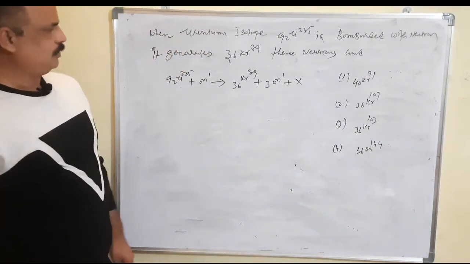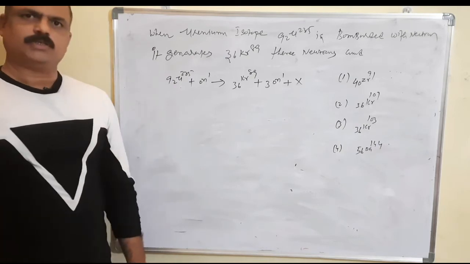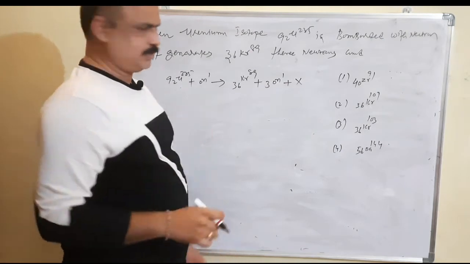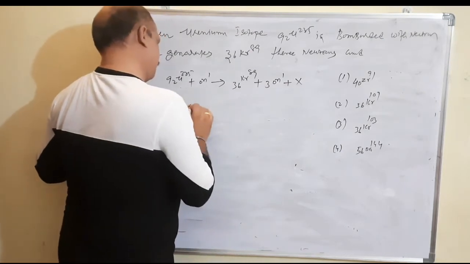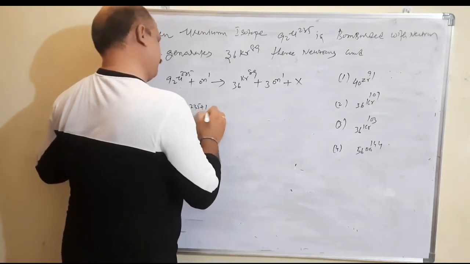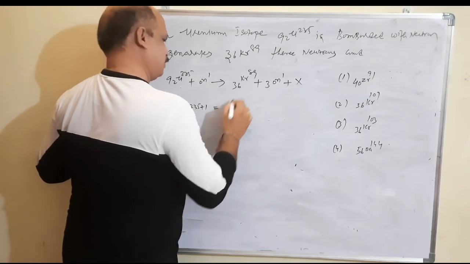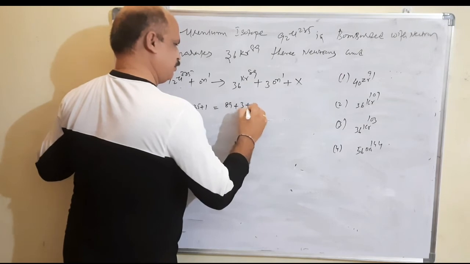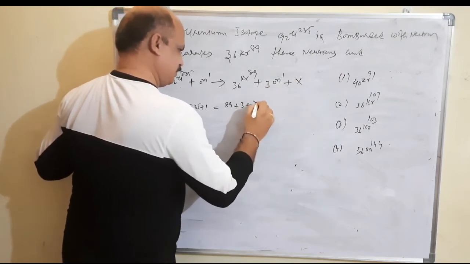Now equate the mass numbers on both sides, tally the mass numbers. So LHS, 235 plus 1 is equal to 89 plus 3 neutrons, 3, plus we don't know the mass number of x, that is x.